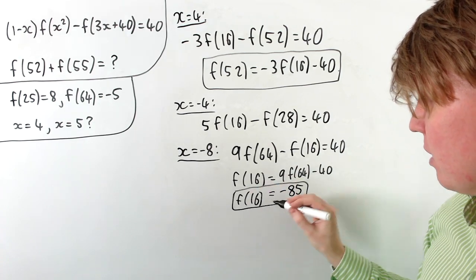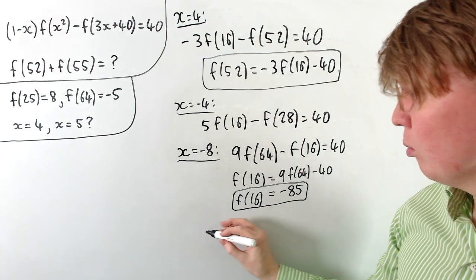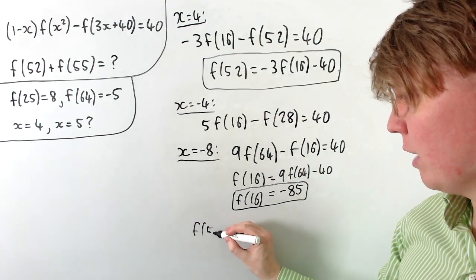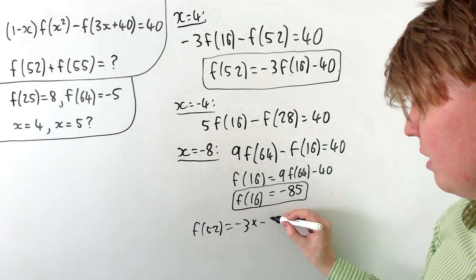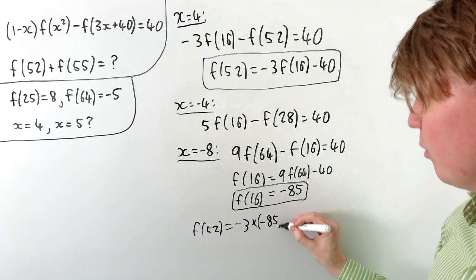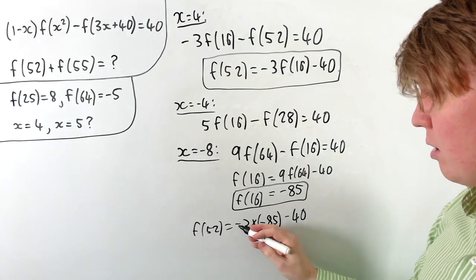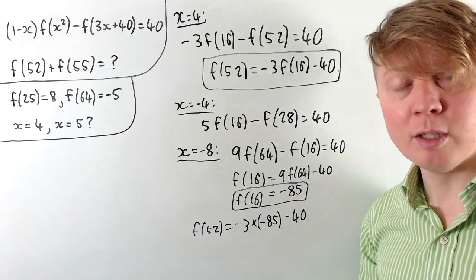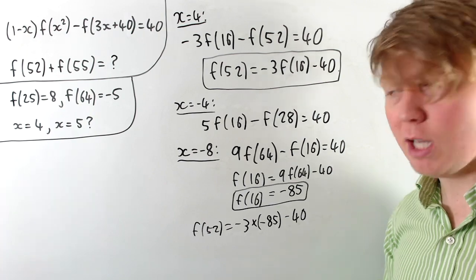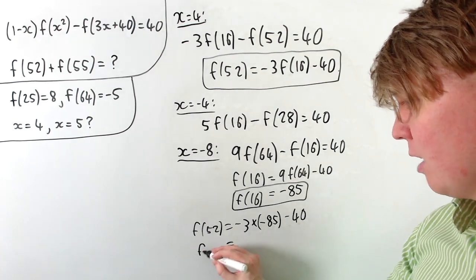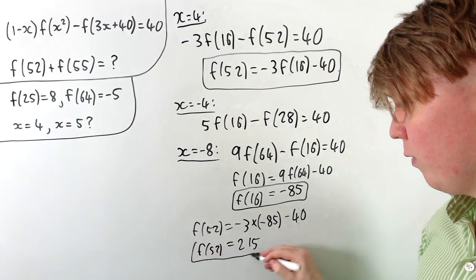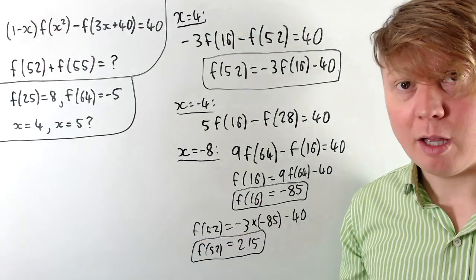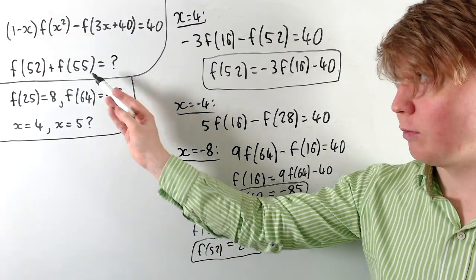So we've got f of 16 is negative 85, which allows us then to find the value of f of 52. So f of 52 is negative 3 times negative 85, take away 40. Negative 3 times negative 85 gives us 255, take away 40. So then we can see that f of 52 is going to be 215.